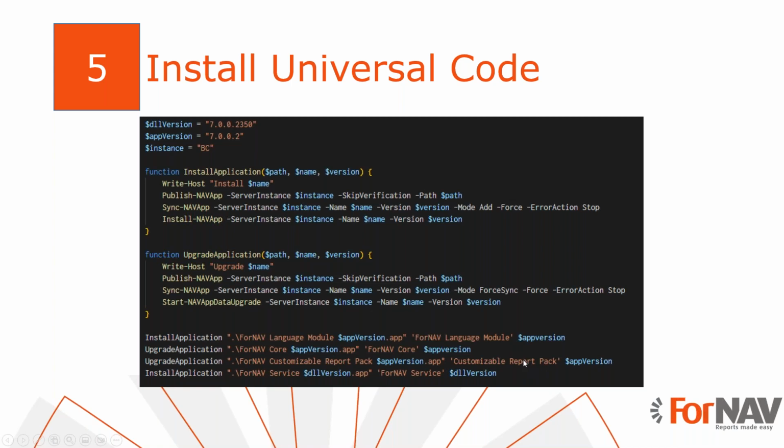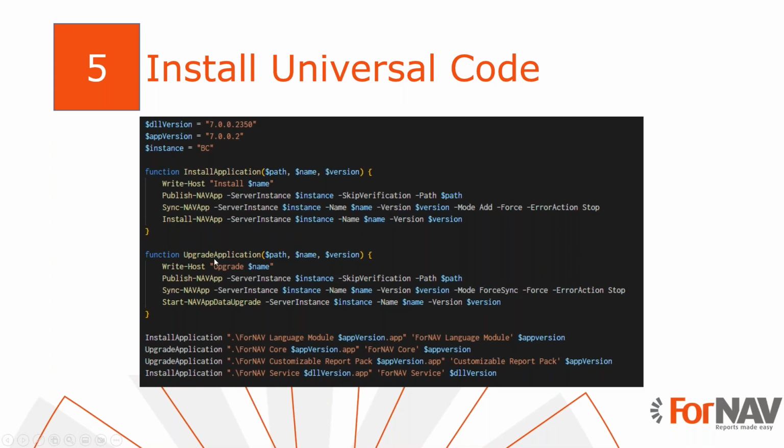And one thing that's important for the customizable report pack is that in the sync nav step that we have here, we sync with mode ForSync, and that is because the customizable report pack in the Universal Code app has fewer tables than the customizable report pack in the DLL version of ForNAV. So we need to ForSync it in order to make sure that those specific tables are deleted. And with the ForSync, of course, for the tables that remain in the system, the data will not be destroyed or deleted. It will just delete all of the tables that are deleted.